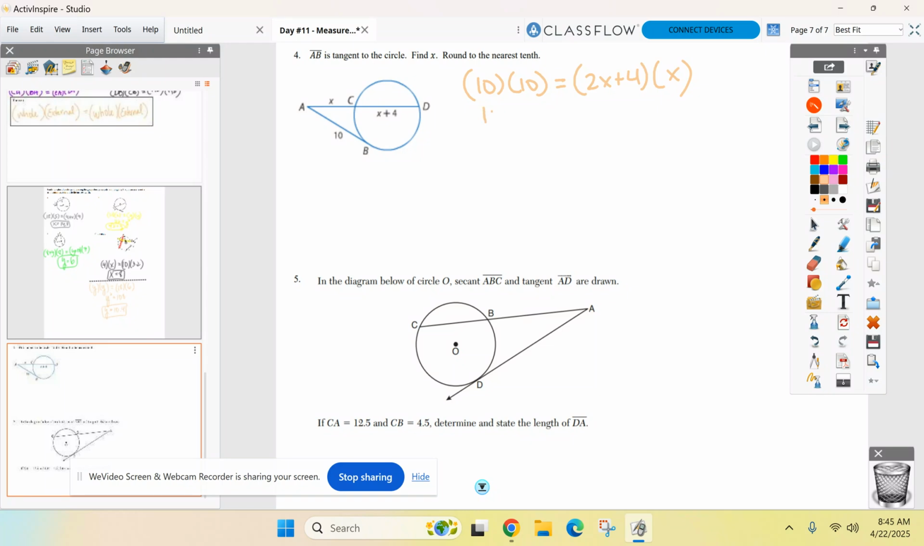I got 100. We're going to distribute the x. 2x squared and 4x.